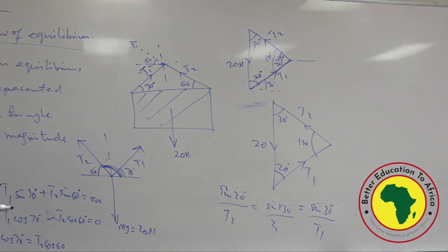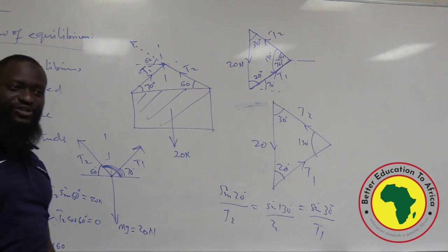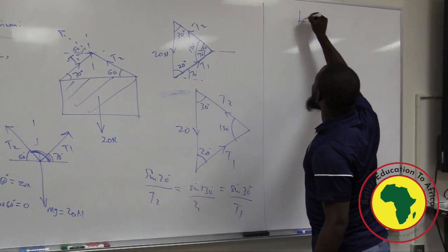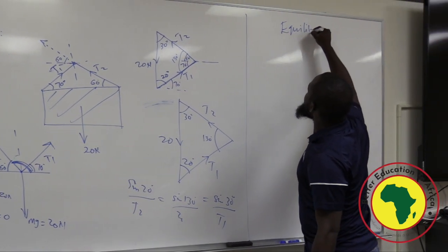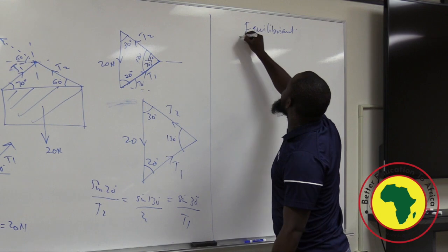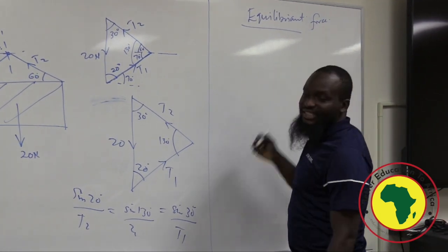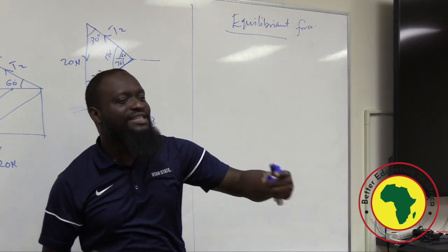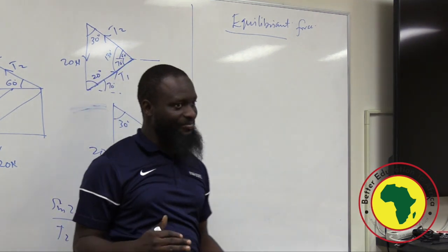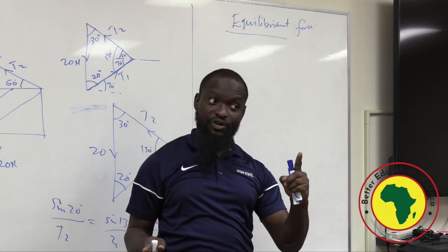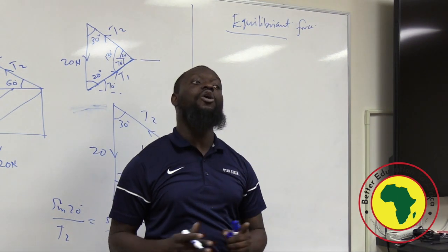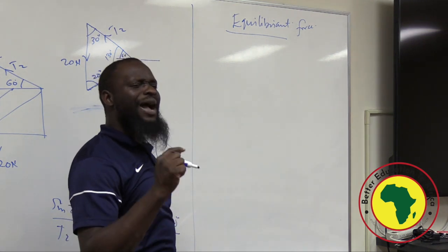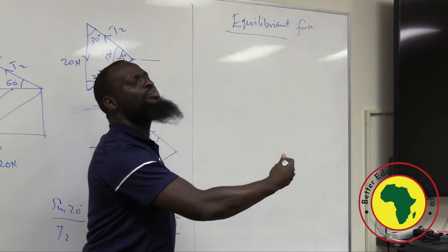Now, it's very important for you to know the difference between resultant force and what we call equilibrium force. We said the resultant force is a single force which, acting alone, will have the same effect as two or more forces combined. The equilibrium force is that single force that will balance all other forces acting together. So the equilibrium force is equal in magnitude to the resultant force, but opposite in direction.